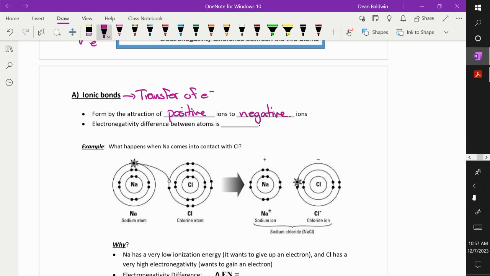Did he have you pull out your electronegativity table in your data package? Okay. So there are numbers in your data package to calculate electronegativities, which we'll do. If the electronegativity difference is greater than 1.7, is that what he said? Okay. Then we would say it's ionic.